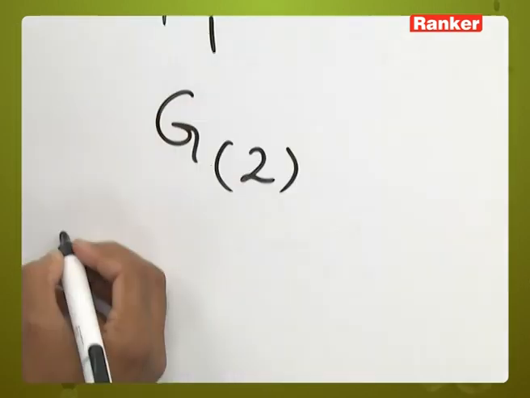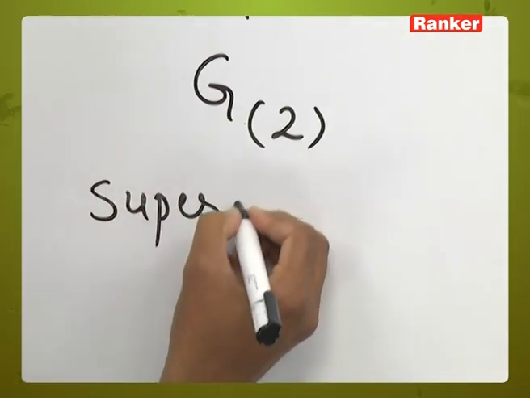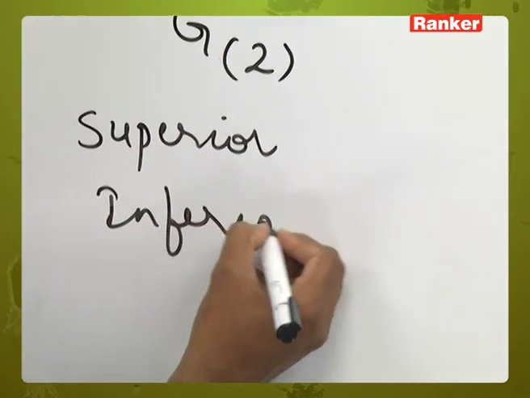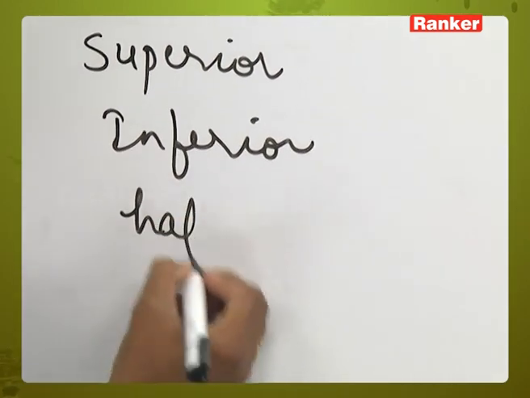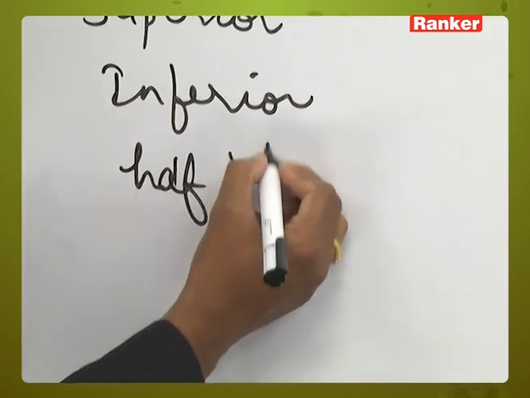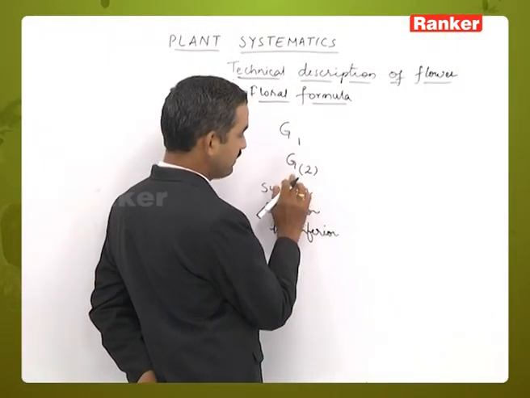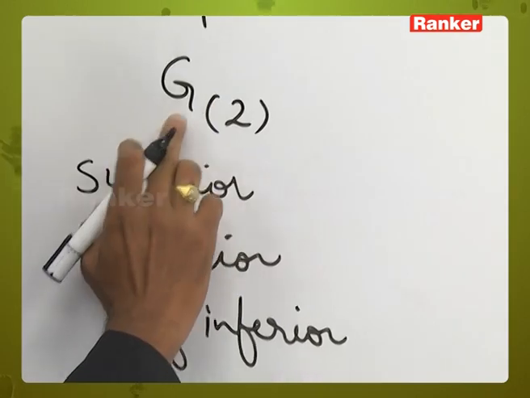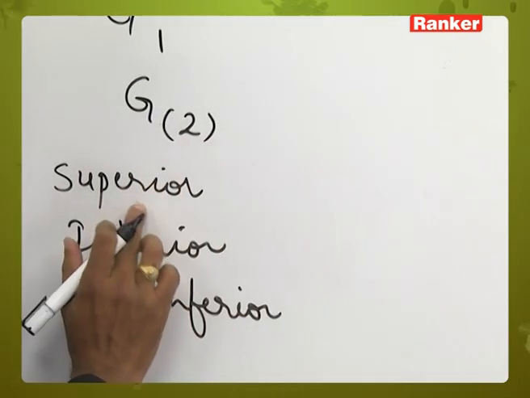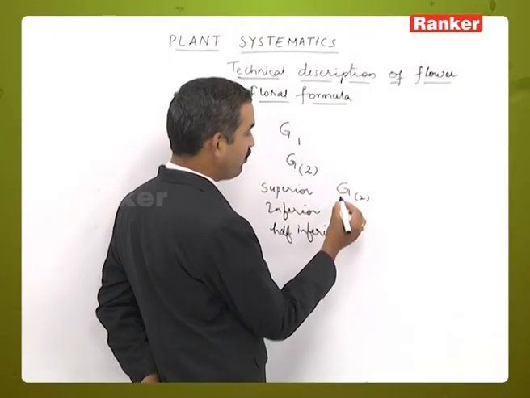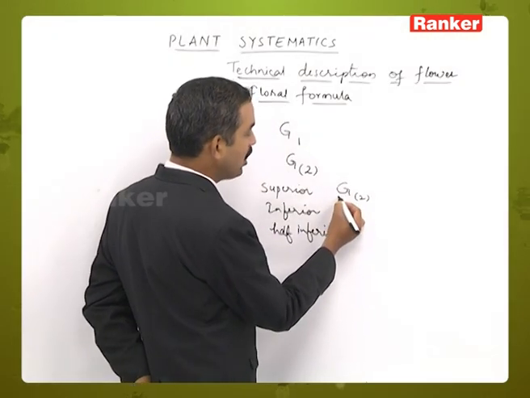And here we know that there is a superior condition of the ovary, inferior condition of the ovary, and half inferior condition of the ovary, or half superior condition of the ovary. So for the same gynoecium, that is bicarpellary syncarpous gynoecium, where the ovary is superior, G 2 is in the bracket, and we have to show the bar below G.